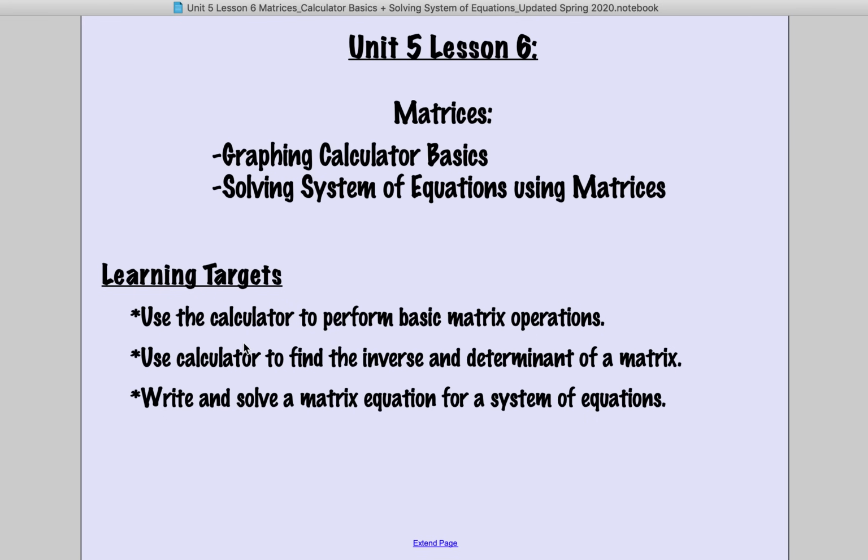Okay, so we're going to learn how to perform basic matrix operations, find the inverse and determinant of a matrix, and then write and solve a matrix equation for a system of equations.